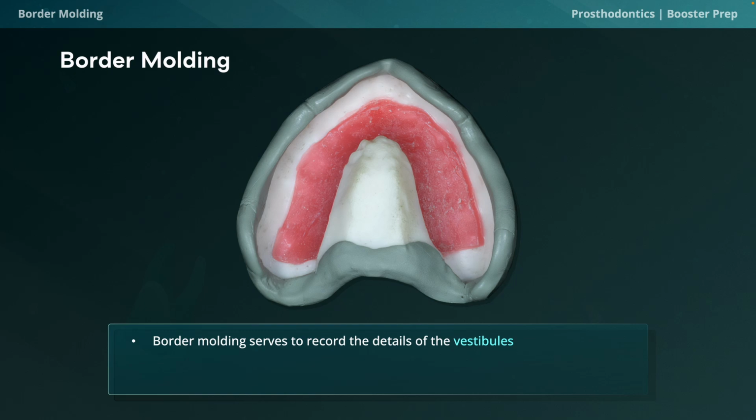You want to get this step right because incorrect border molding can really cause havoc for a denture. For example, too little border molding will lead to overextension of the denture flange, which is the most common cause of inciting the gag reflex in patients with dentures.